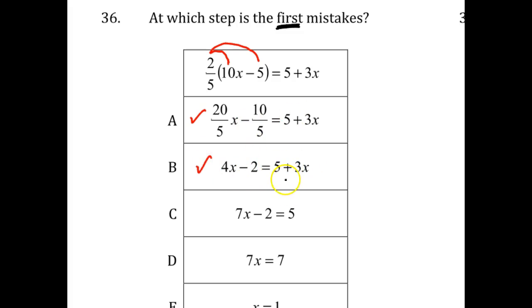Then if we solve this, we would start on this side and do the opposite, so it would be minus 3x on both sides. Alright, now minus 3x would give us 4 minus 3 would give us 1x.